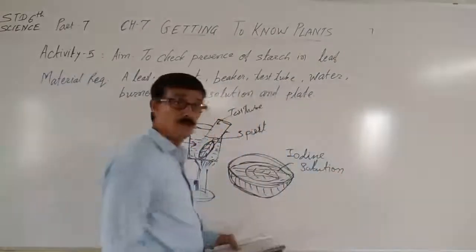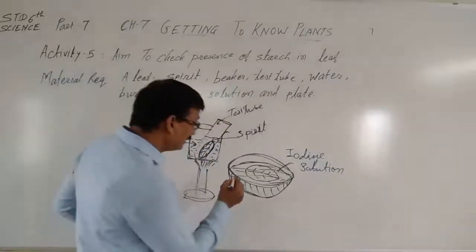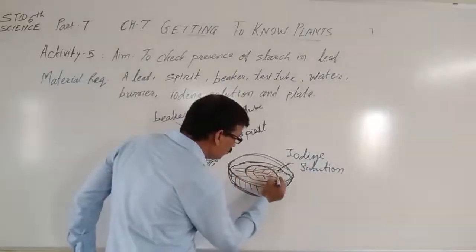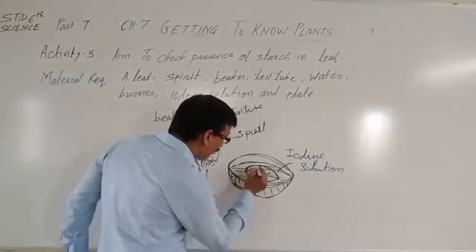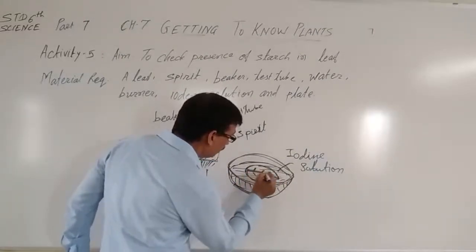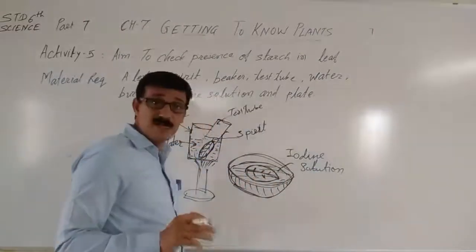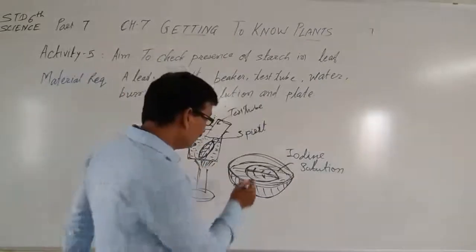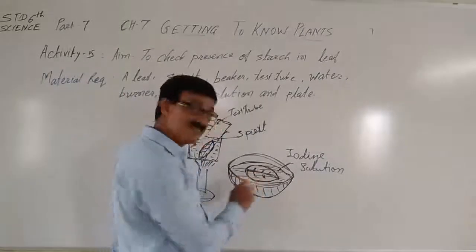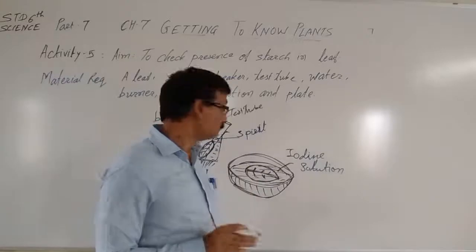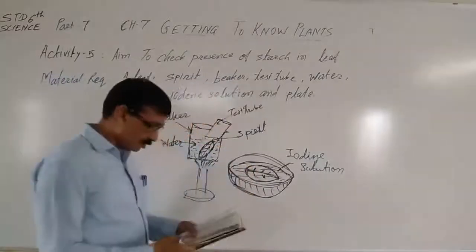Iodine solution. Okay. Now, in this can you see our leaf without green color? This is our leaf, and it is in the iodine solution. So what?